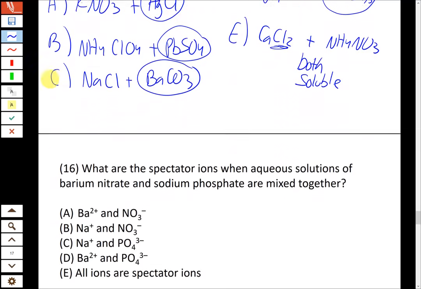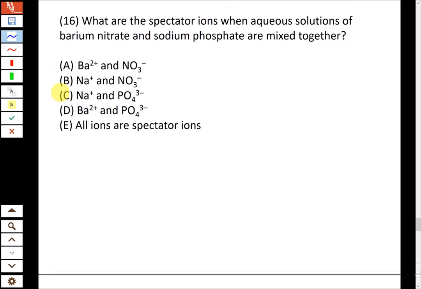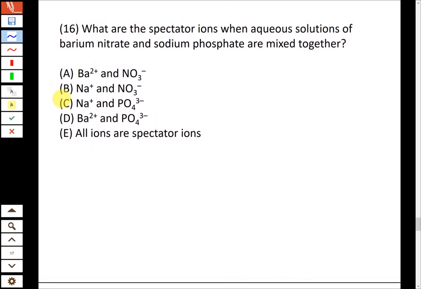All right, number 16. What are spectator ions when aqueous solutions of barium nitrate and sodium phosphate are mixed together? So for this, we need to figure out, again, we're mixing two ionic compounds, so we should think about the possibility of precipitation. And the spectator ions are going to be the ions that don't precipitate.